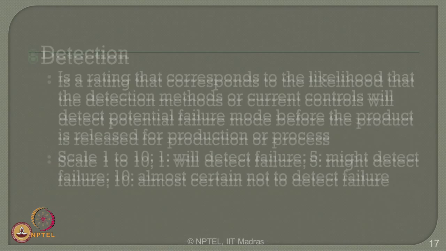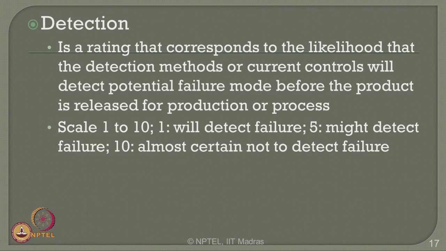The next variable is detection. Detection is again a rating that corresponds to the likelihood that the detection methods or current controls will detect the potential failure mode before the product is released for production or process. So, detection is an observation of different mechanisms available in a given system which is capable of detecting the failure in advance or can visualize the failure when the failure is about to be initiated.